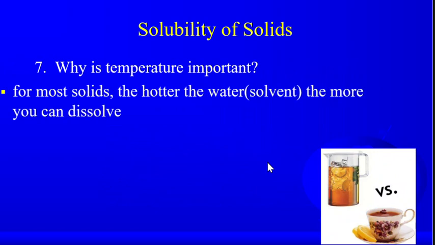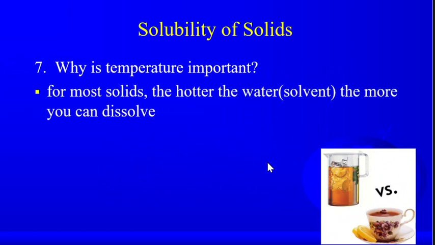Why is temperature important? Because for most solids, the hotter the water, the more you can dissolve. That is the secret of Southern sweet tea. We take a ton of water, we get it really, really hot. We get it to the point of boiling, and then we add several bags of sugar to it, and it'll dissolve. Water can dissolve a lot of sugar at, I'm sorry, at almost boiling point. You can't go beyond boiling point.